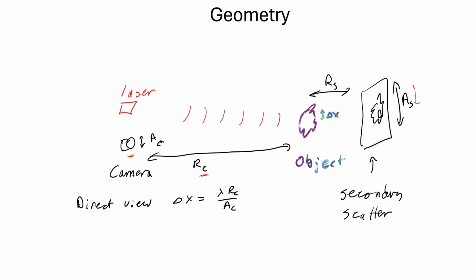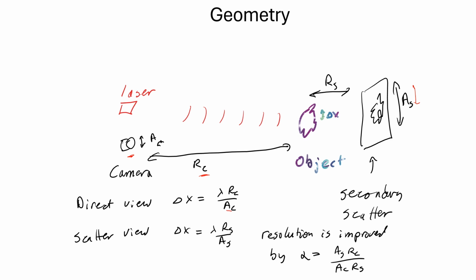The increase in resolution you can compare with what you'd get from the direct view. The angular resolution you would see from the camera is the wavelength divided by the camera aperture, times the range. The angular resolution you get from the scatter is the wavelength divided by the aperture of the scatter, the size of the scatter on the screen, times the range to the scatter. And so the improvement in resolution should be the ratio of these two. And so if, of course, the scatter is much closer to the object than the camera, we'll get an increase in that factor.